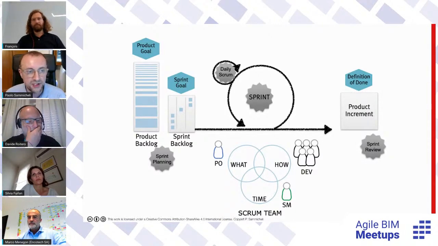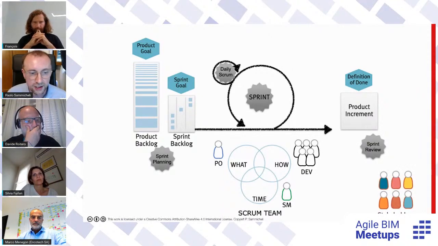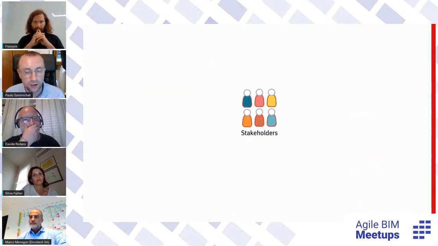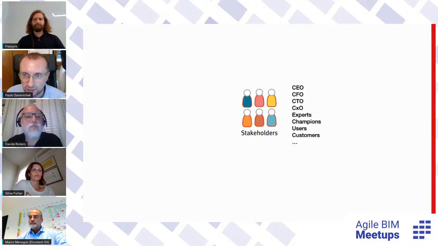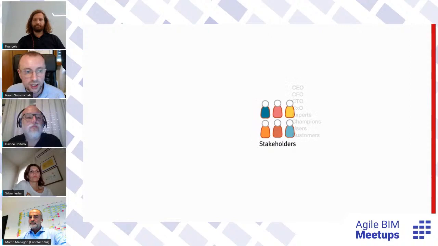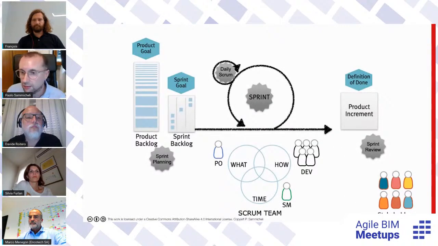The sprint review is an event where we inspect the product increment, inviting somebody else, generally known as stakeholders. Who are these people? Well, stakeholders might be anybody. They can be top management in the company, experts in our company, champions of some particular discipline of our company, maybe even some users or customers, anybody that can help the Scrum team understand if we are building the right thing, in the right way, at the right time.